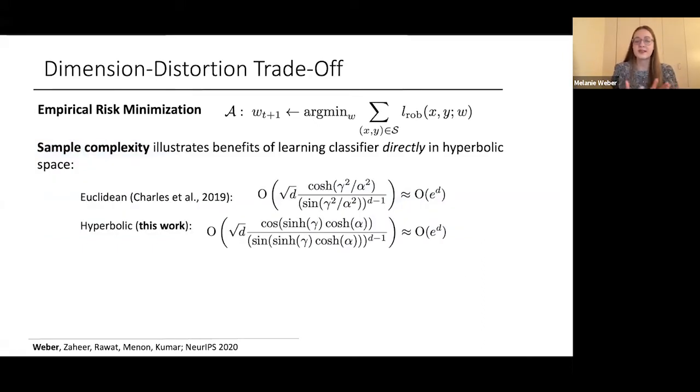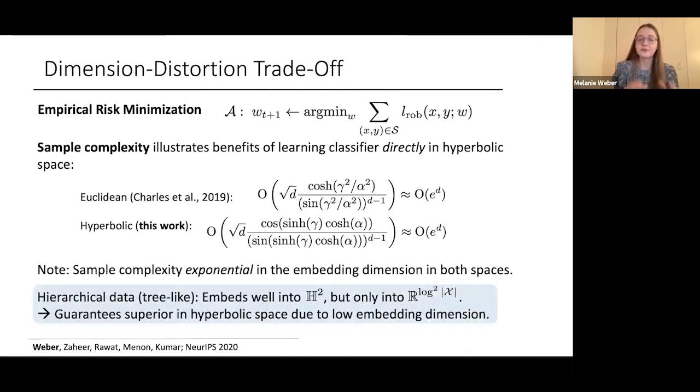And interestingly, a similar result has been shown for Euclidean spaces in 2016 by Charles et al. So they also use a packing argument and essentially a counterpart of this algorithm in Euclidean spaces. They also showed a sample complexity that scales exponentially in the embedding dimension. And this allows us to directly compare, for algorithms that are counterparts of each other in hyperbolic and Euclidean space, the sample complexities for a given problem.